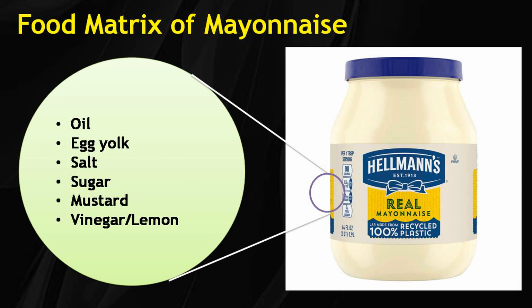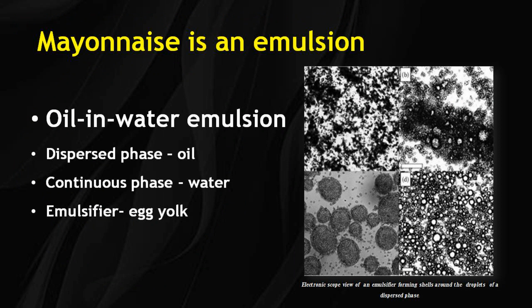If we look at the food matrix of mayonnaise, we can see it contains oil, egg yolk, salt, sugar, mustard, and vinegar or lemon. Mayonnaise is an oil in water emulsion. The dispersed phase is oil and the continuous phase is water. Egg yolk acts as emulsifier.